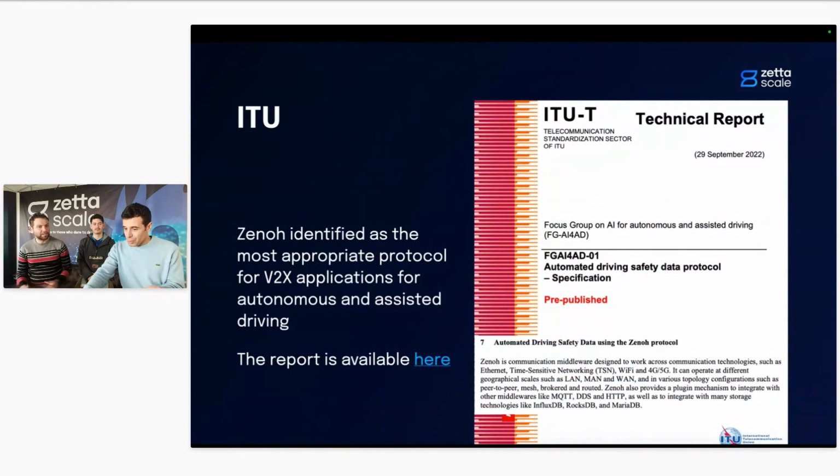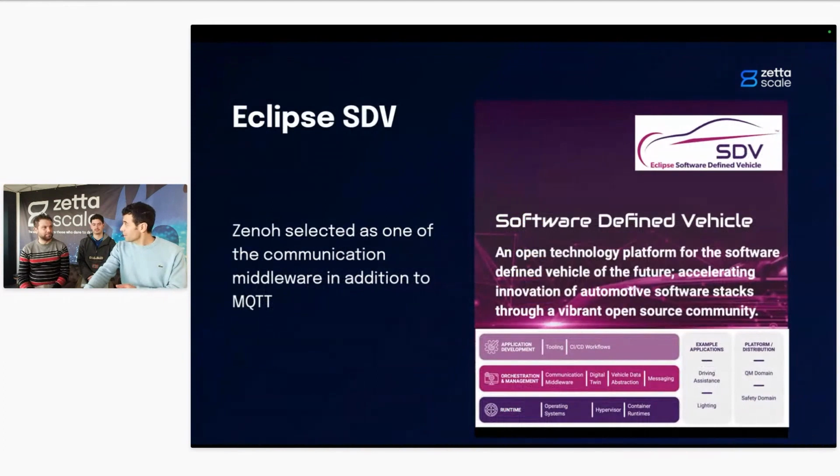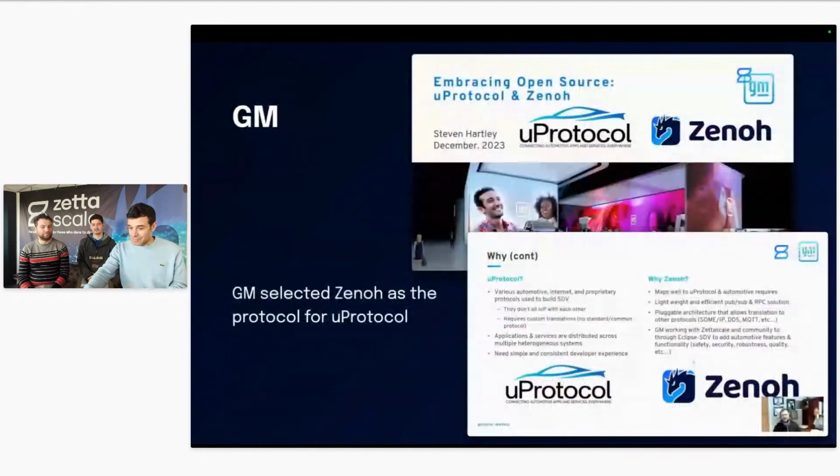Then a couple of years ago, we got a recommendation from ITU-T. I'll go quickly because we need to. Eclipse SDV started adopting Zeno, which gave additional visibility, and then the apex last year was when GM selected Zeno as its protocol transport, and we're working together very well as part of Eclipse SDV.